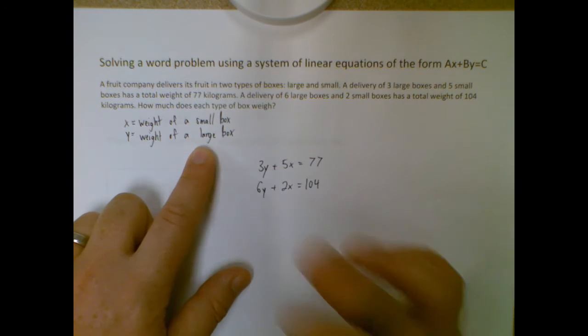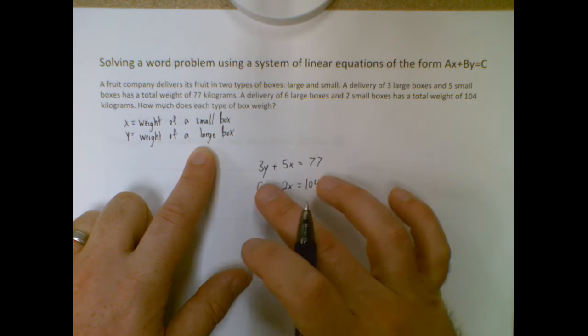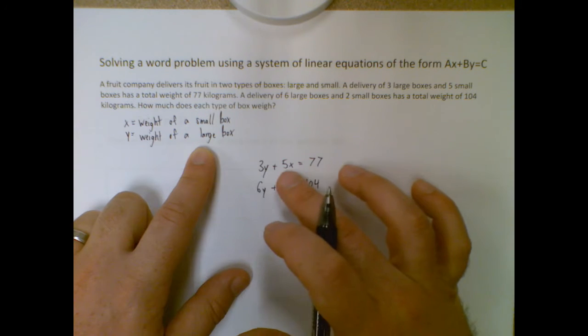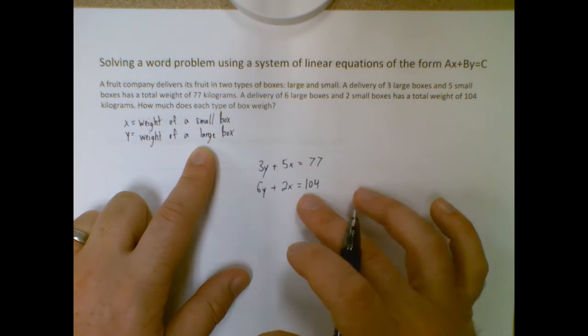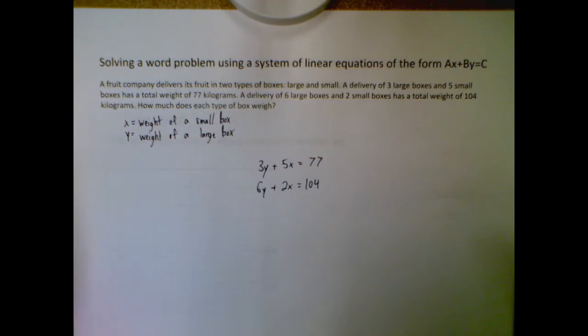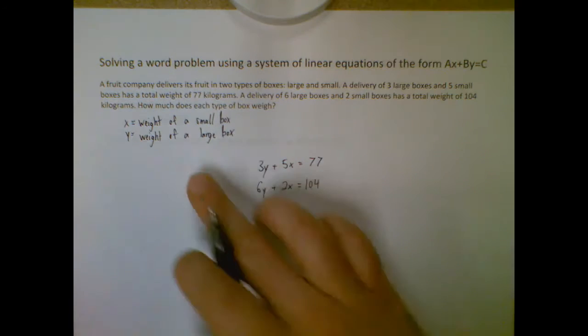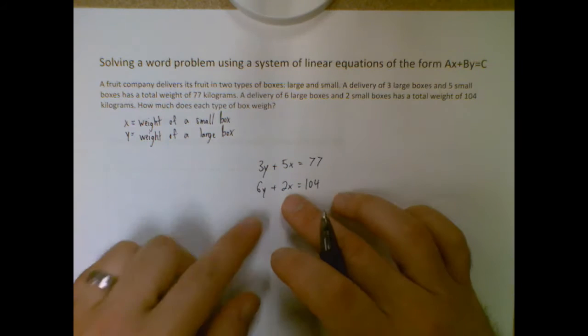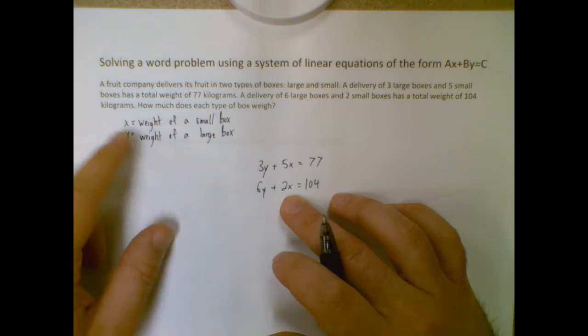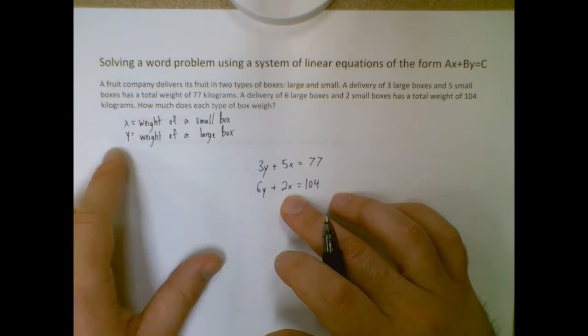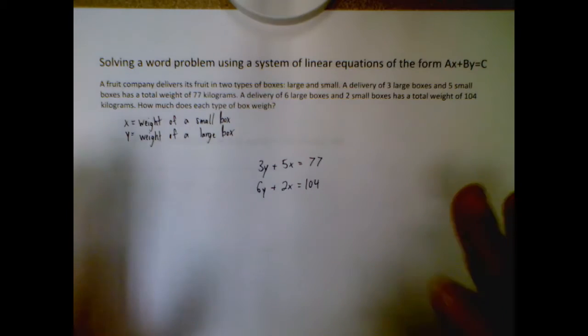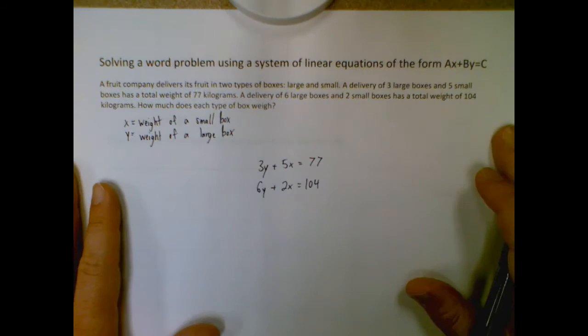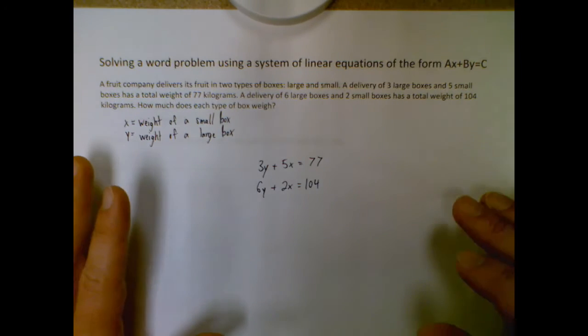Now, you may have set this up differently, where x was the large boxes and y was the small boxes, in which case your equations would be 3x plus 5y equals 77, and the same down here. That's fine, and that will work just as well, which is why I'm making the note here. Either way, we should end up with the same 2 numbers. They might be reversed for x and y, but it'll still be the same weight for a small box and the same weight for a large box if you did it correctly.